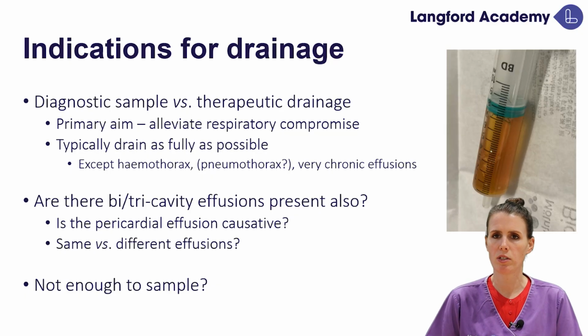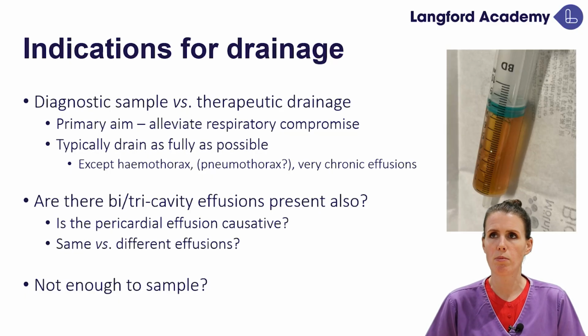There can be some exceptions to this rule. For example, in a hemothorax, we would actually aim only to drain the effusion until the animal has a relatively normal respiratory pattern. The reason for this is that blood will be reabsorbed, and it can minimise the risk of us needing to give that patient a transfusion further down the line because they can reabsorb their own cells.